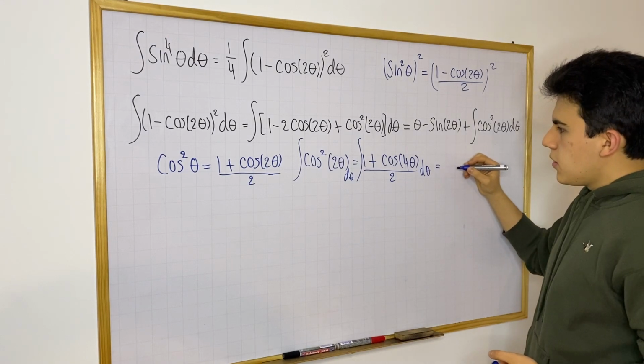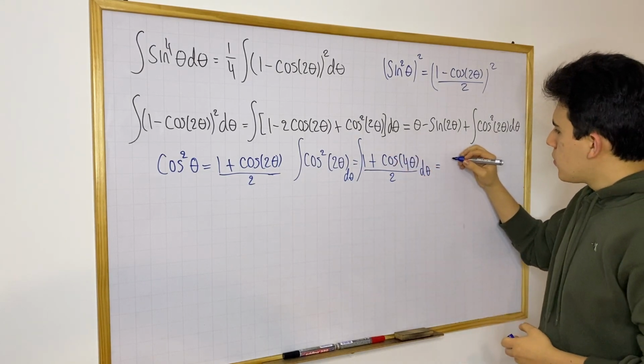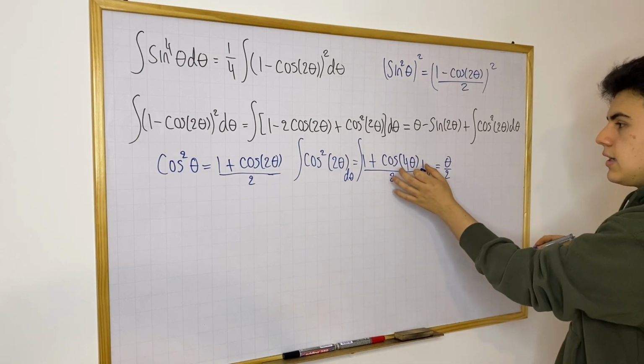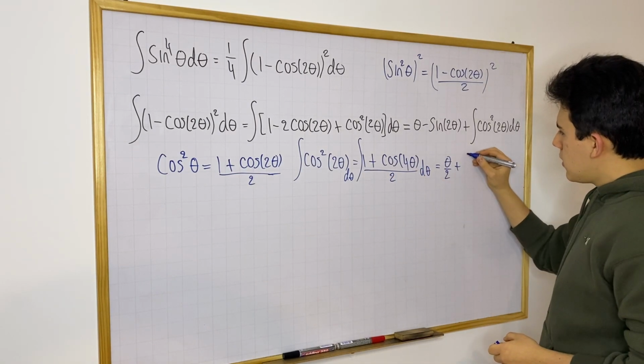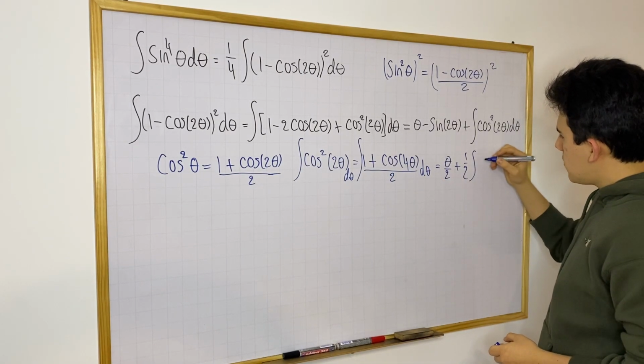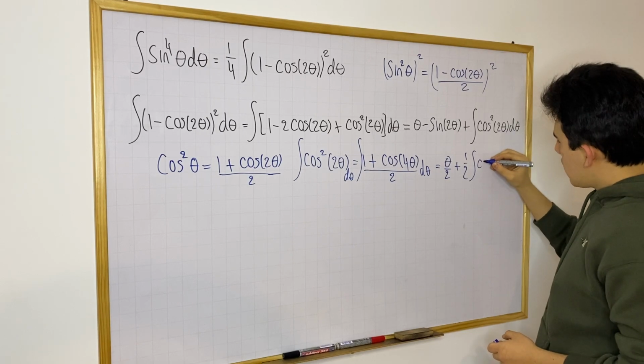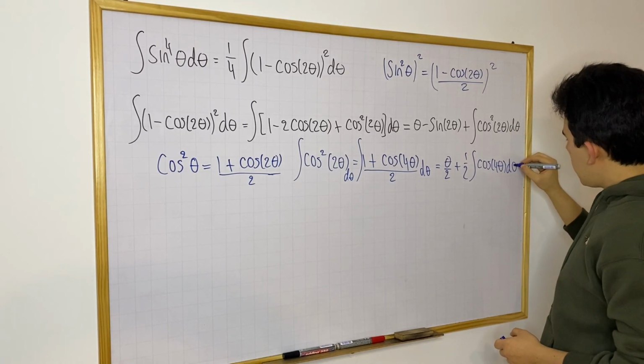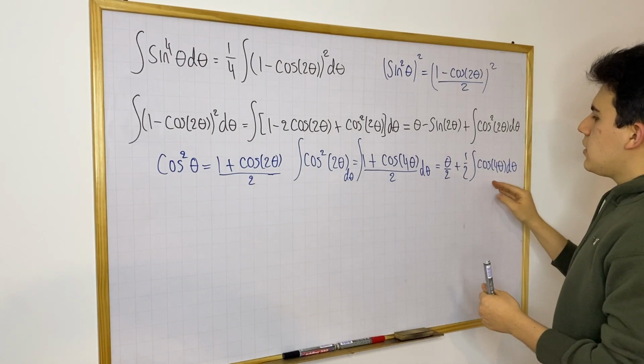Well, we know we get the following. By integrating each term, we're going to get the following. So we're going to have theta divided by 2. Now what is the integral of, I'm going to do it like this, a half times the integral of cosine 4 theta, d theta. So we can use a very similar reasoning here.